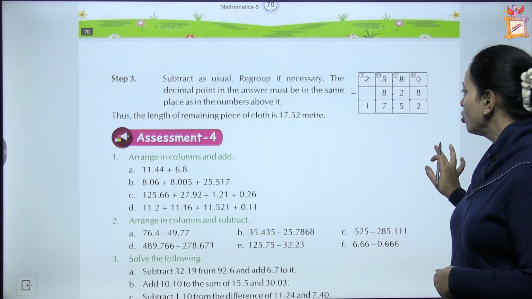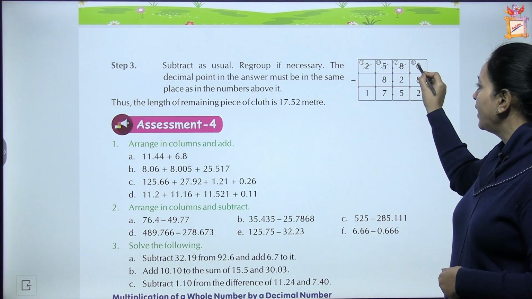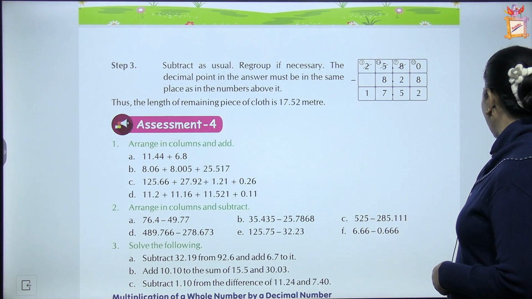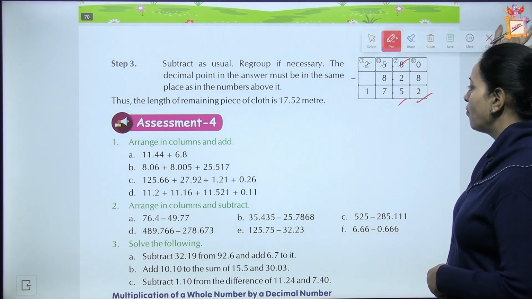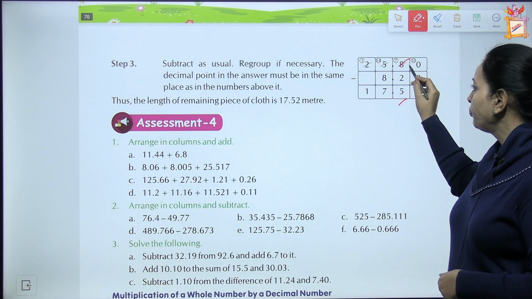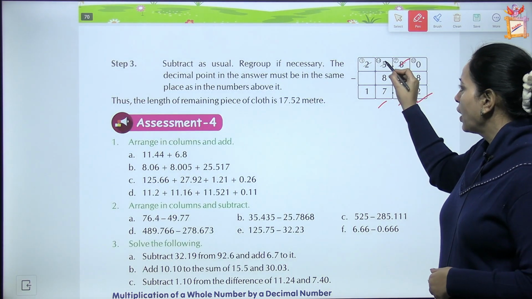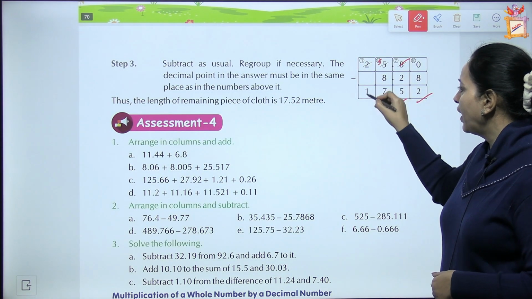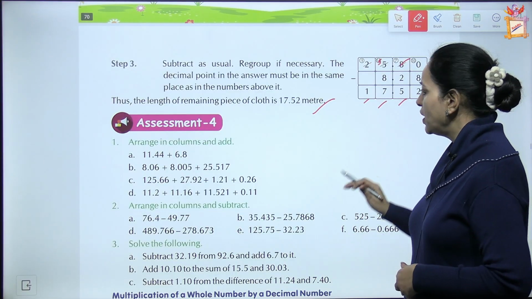Now do subtraction. So 0 minus 8 is not possible. Borrow karenge 8 se, it becomes 10, and 10 minus 8 is 2. This becomes 7. 7 minus 2 is 5. Now here this is 5 minus 8. We can do it. This becomes 15 minus 8 7, and this is 1. So answer is 17.52 meter.